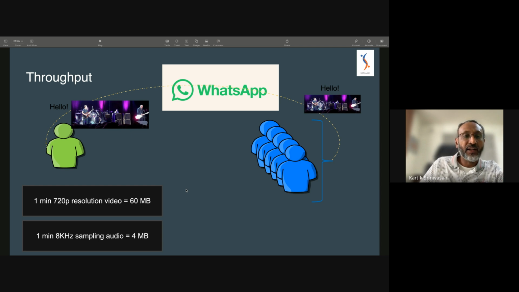And here we are talking about 64 MB of data, which is 60 MB of video and about 4 MB of audio getting transferred per minute, to be able to establish a call and stream this much amount of information in 1 minute. So that's roughly the throughput of the system.